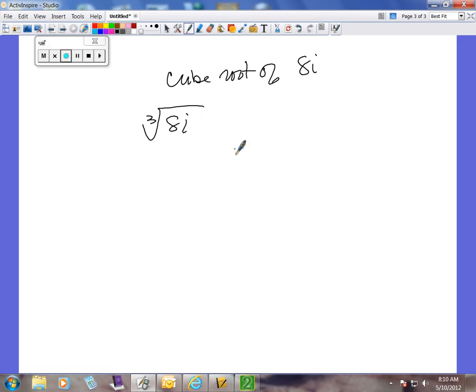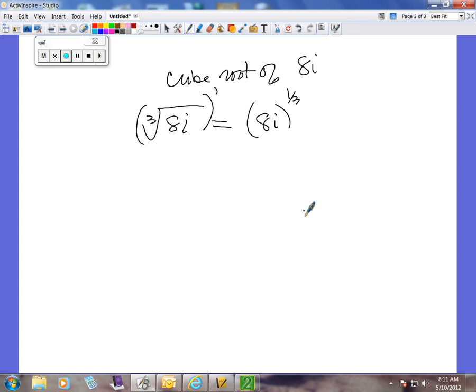I need to do this. Does anybody remember how you rewrite that with an exponent? How do you change from radical to exponential form? Very good. You put the power over the root, but this is to the first power here, isn't it? There's no other power. So it's actually 8i to the 1/3. How many remember that cube root is 1/3, fourth root is 1/4, square root is 1/2 as a power?